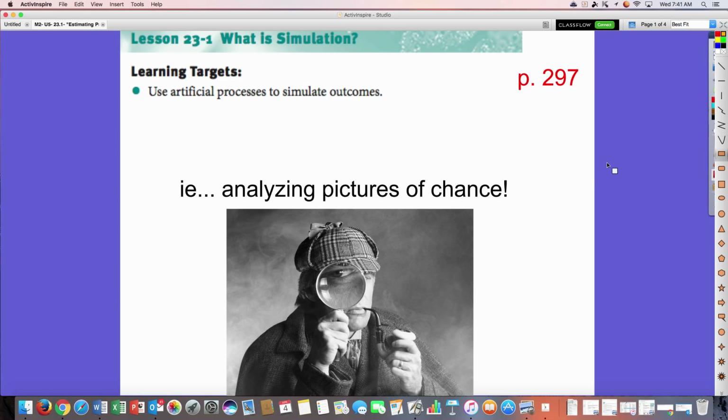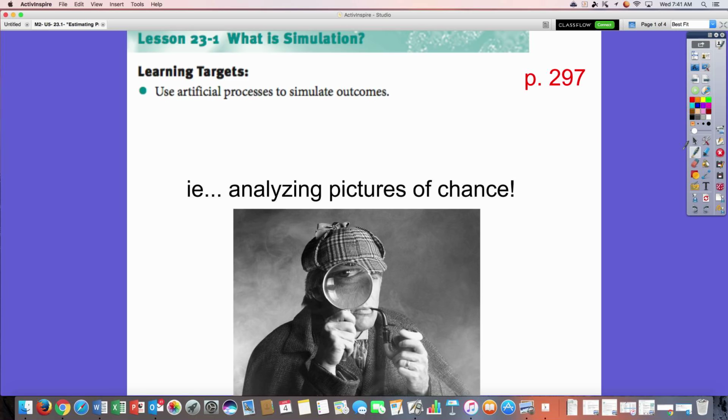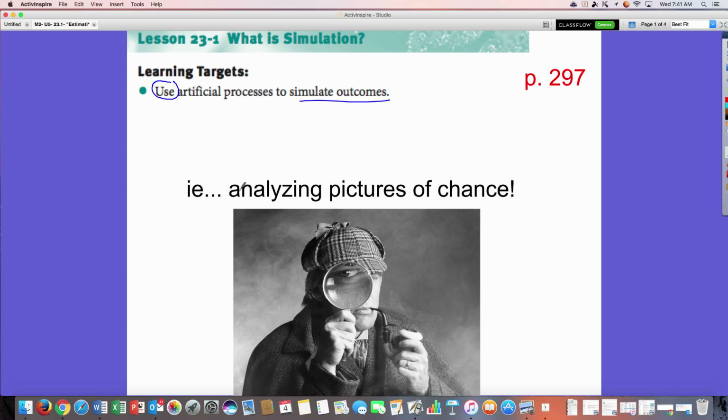We're basically going to talk about the official learning target: using artificial processes to simulate outcomes. Basically, we know that means analyzing pictures of chance. We're just going to look at the pictures of chance, and that'll make more sense. It's basically the spinners and things we've been working with the whole time.